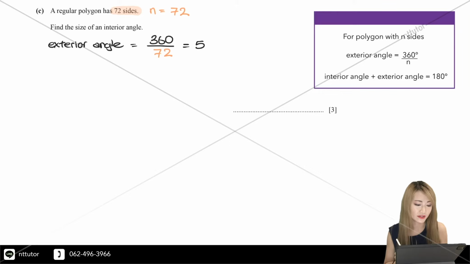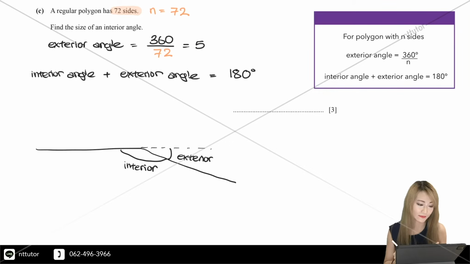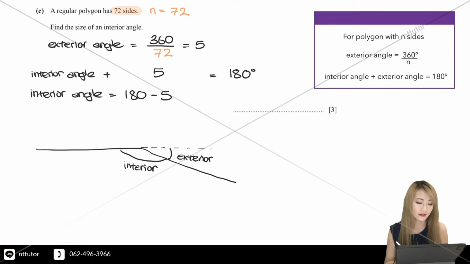And we know that interior angle plus exterior angle must equal 180. So if the exterior angle is equal to 5, this means interior angle plus 5 equals 180. That means interior angle equals 180 minus 5, which equals 175 degrees.